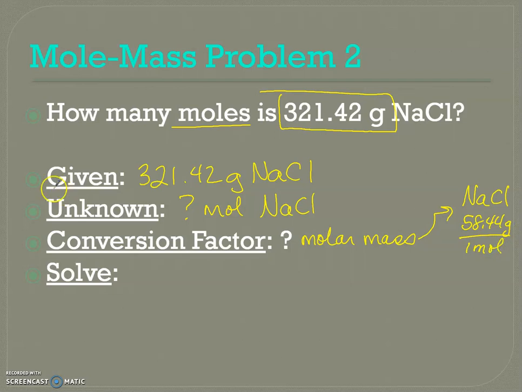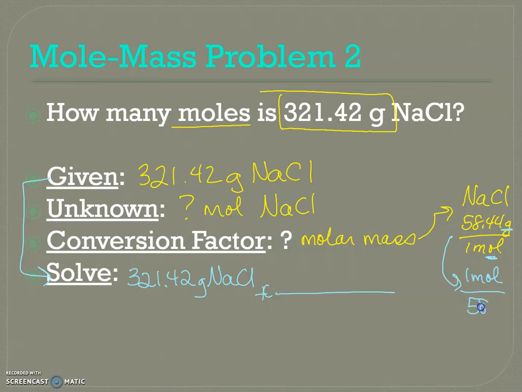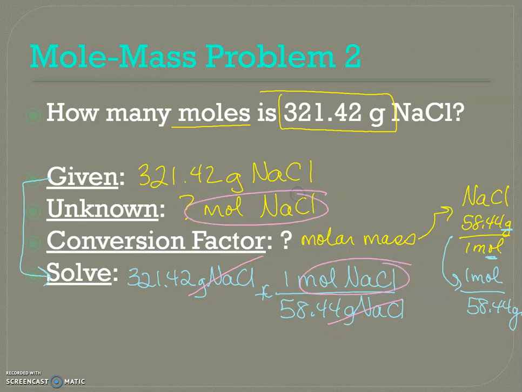So let's solve it. Okay, go here to the given. We start with 321.42 grams of NaCl, and then we need to get rid of grams. Well, grams is on top and moles is on the bottom. This is the same thing as saying 1 mole is equal to 58.44 grams. So I can put 58.44 grams on the bottom and still have it equal 1 mole. And this is how I know when to divide my units. So grams and grams cancel out, leaving moles, which is what I want.